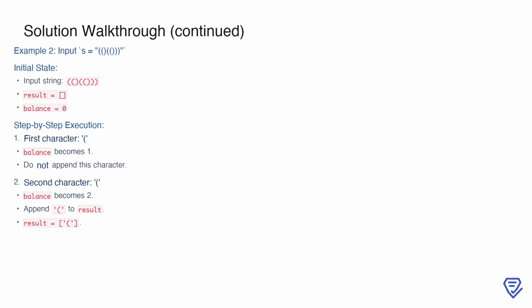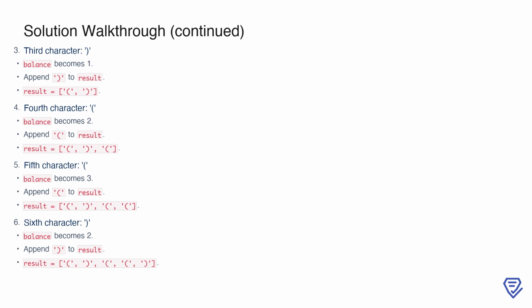As before, we initialize an empty result list and set the balance to 0. Looking at the first character, we increment the balance to 1. Since this is the outermost parenthesis, we do not append it to result. For the second character, another opening parenthesis, we increase the balance to 2. Since the balance is greater than 1, this parenthesis is part of an inner layer, so we append it to result. At this point, result contains an opening parenthesis.